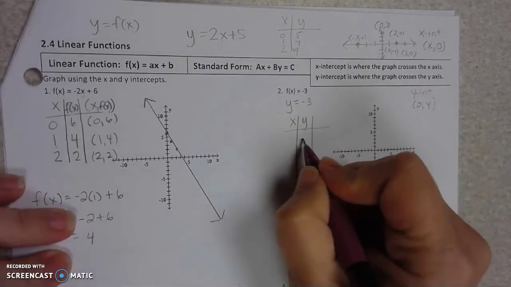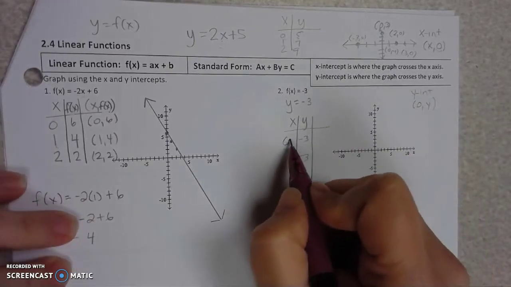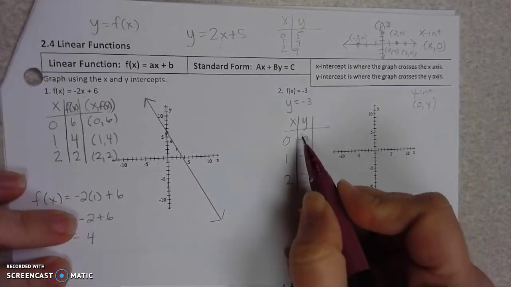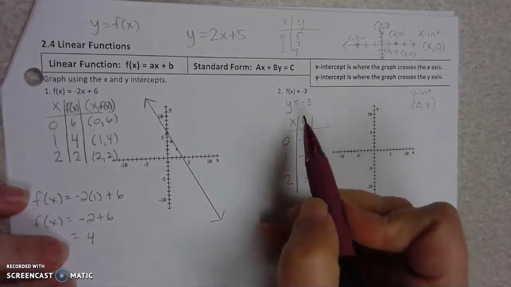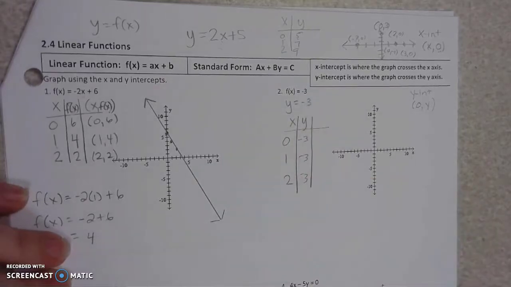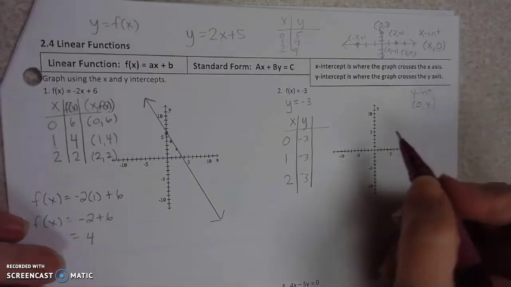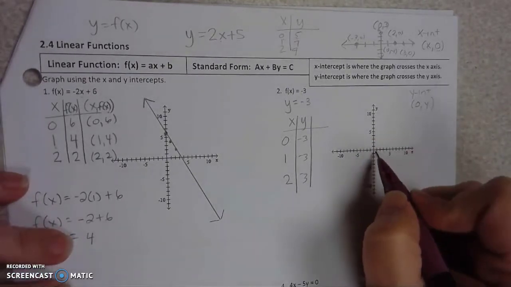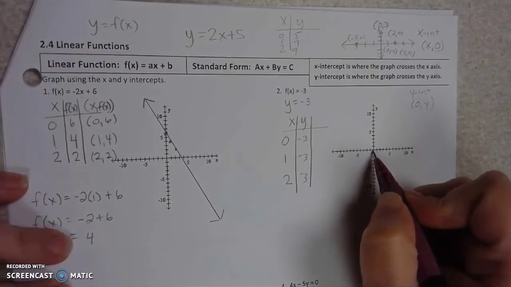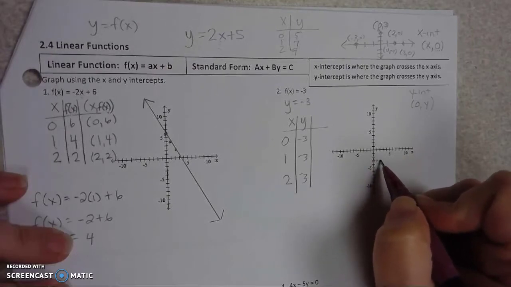then it doesn't matter what I picked for x. If I picked 0, 1, and 2, y is always going to be negative 3. And so this happens when it just says y equals a number. I don't have the x variable. All I have is the y variable. So if I were to graph this, I would say from the origin, none left or right, and down 3, 1 right, and down 3, 2 right, and down 3.